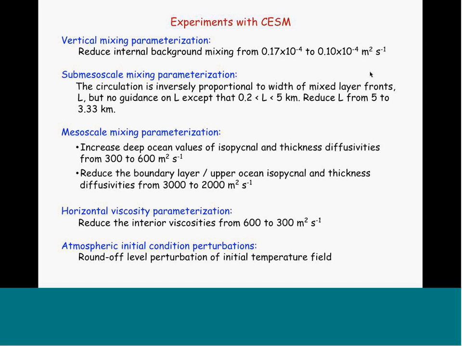And I made similar changes, for example, in the mesoscale parameterization. It increased the deep mixing values from 300 to 600, and also reduced the upper ocean values of the mixing coefficients from 3,000 to 2,000. Again, these are all reasonable changes. And for the horizontal viscosity parameterization, I reduced it.